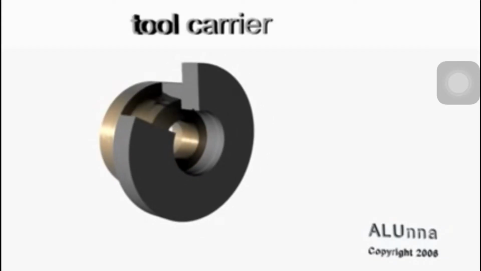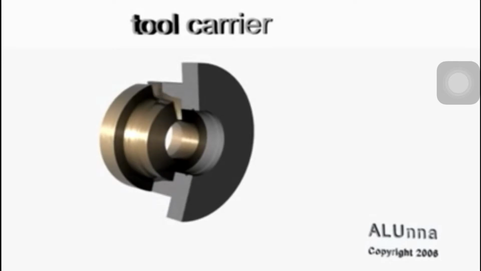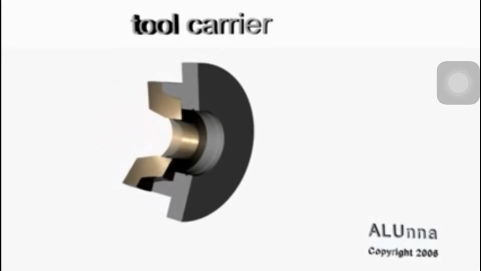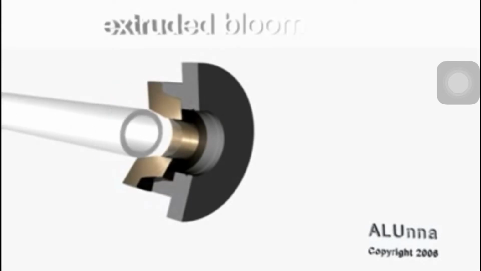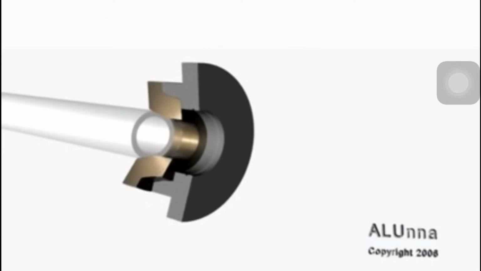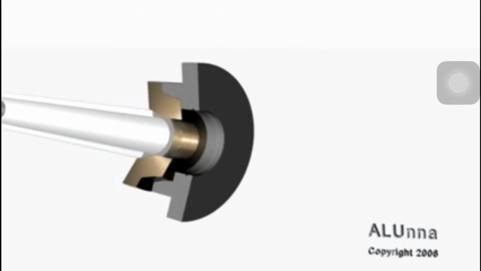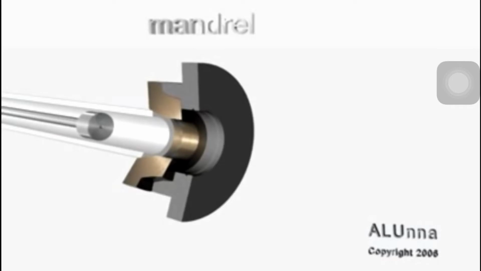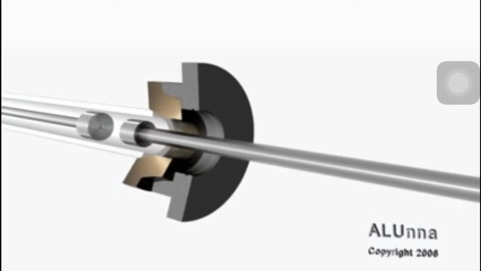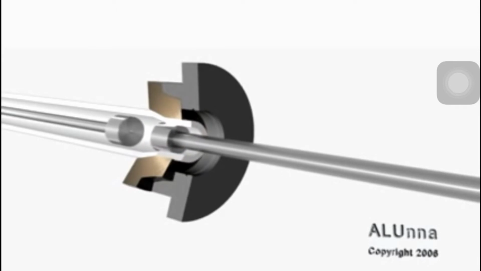Now we will see the fourth process, that is drawing process. In this process, tensile forces are used to stretch the material stock and convert it into the desired shape and thickness. These drawing processes are generally used to make the pipes.